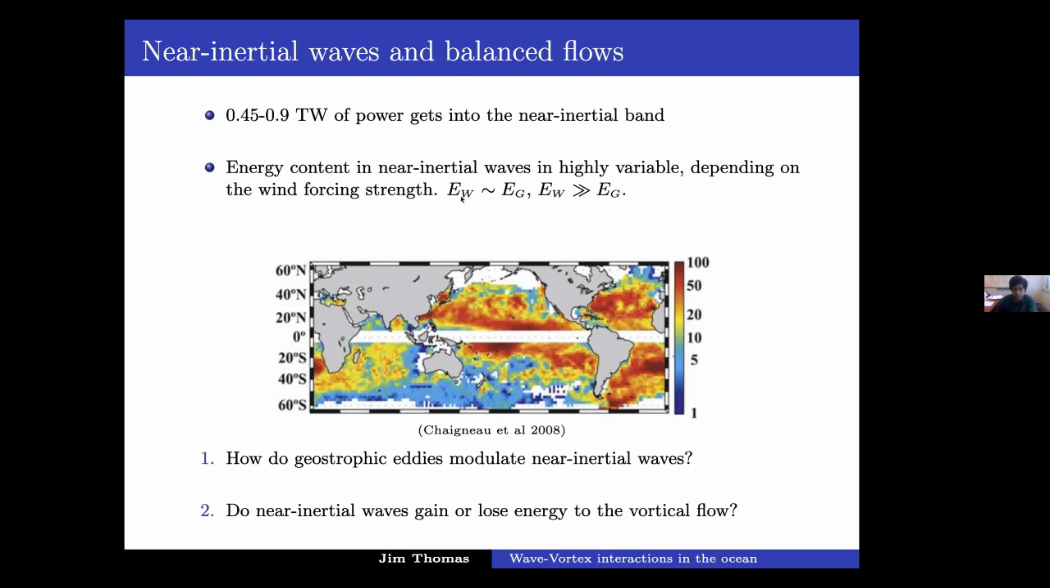Depending on the wind forcing strength, waves can be comparable in strength to the vortices, the geostrophic flow, or waves can be significantly stronger than the geostrophic flow. And we decided to look at how these different energy waves interact with the vertical flow.